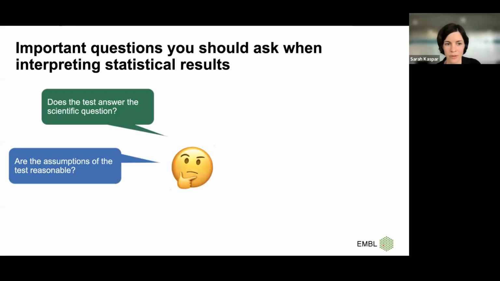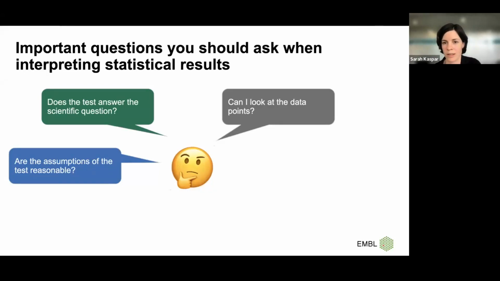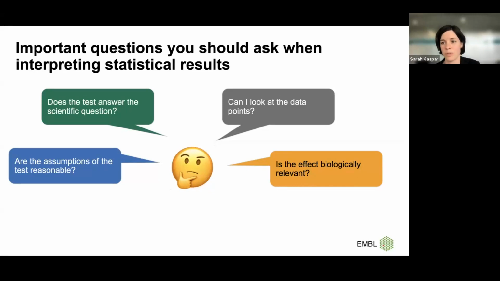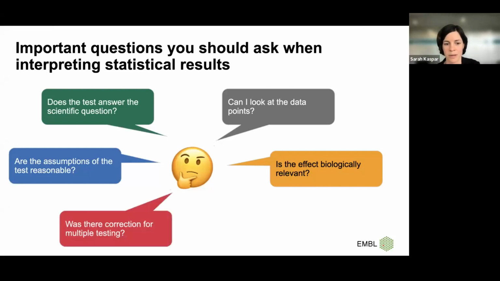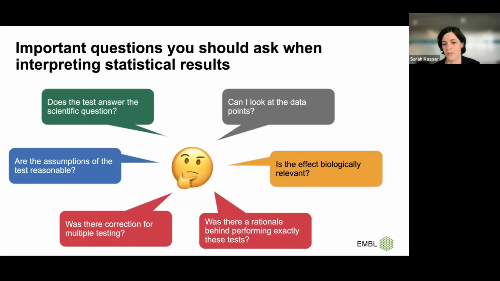Also, if a test was performed, you can look up the assumptions that the test makes and ask yourself whether they are reasonable. You learned today that the assumptions are always somehow wrong. So they don't have to be 100% perfect, but at least they should sound somewhat reasonable. Also try to get a look at the data points themselves, not only at the p-value. And if it's not the data points, at least an effect size should be reported, and you should ask yourself if this effect is big enough to have a meaning in the biological context. Also, if you are dealing with a large data set, you should ask yourself whether there was a correction for multiple testing, and if there was no correction, then you should ask whether there was a rationale behind performing exactly those tests that are shown, or whether this was just a tricky way of avoiding the quality control steps.